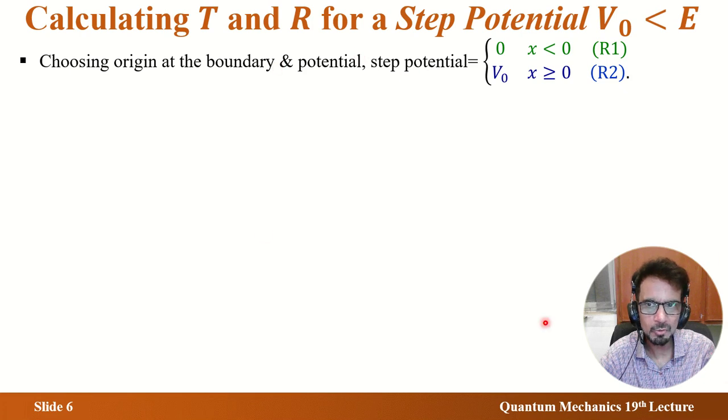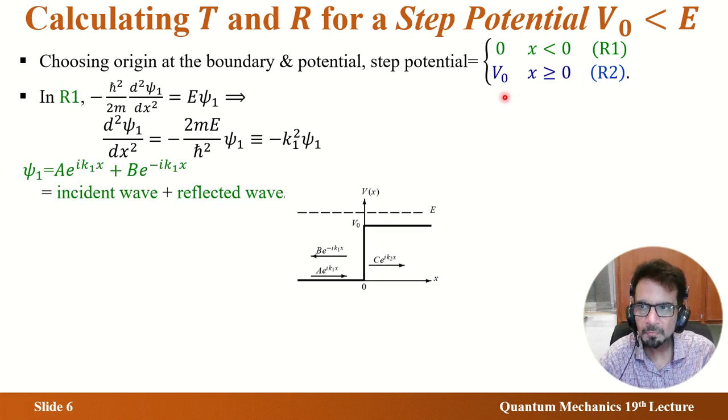With both choices, the choice of origin and potential energy, your potential becomes what is called a piecewise function. For x less than 0, region 1, the potential energy is 0, and for x greater than 0, region 2, the potential energy is V0, which I take to be positive. In region 1 here it was 0.